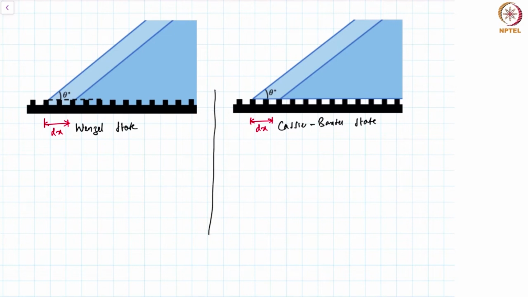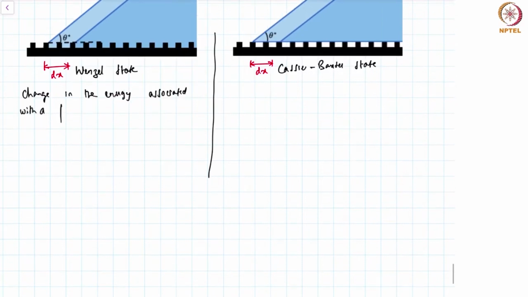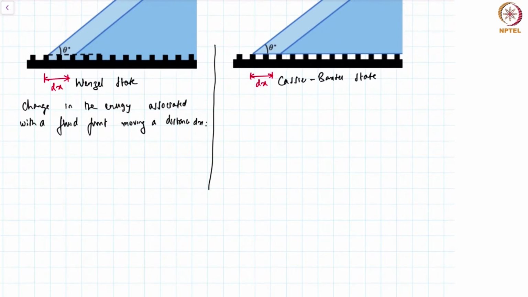For the Wenzel state, let me write that down, the change in the energy associated with a fluid front moving a distance dx. In this case, if it moves a distance dx, we have to recognize that when we move a distance dx, we have created a new surface which is dx cosine of theta star.